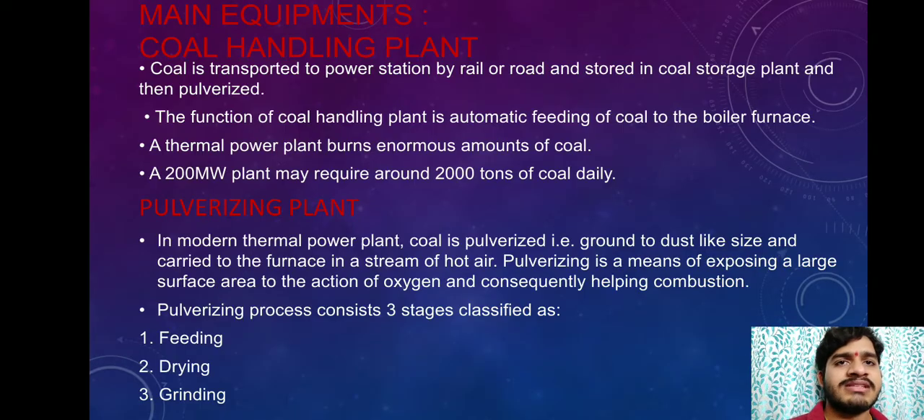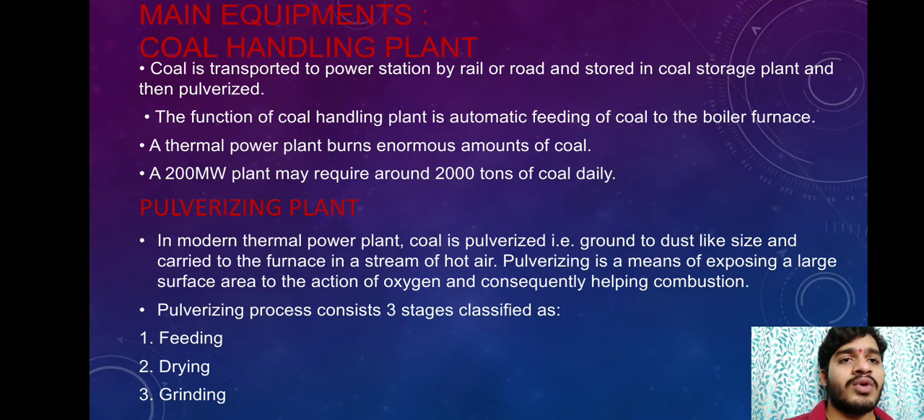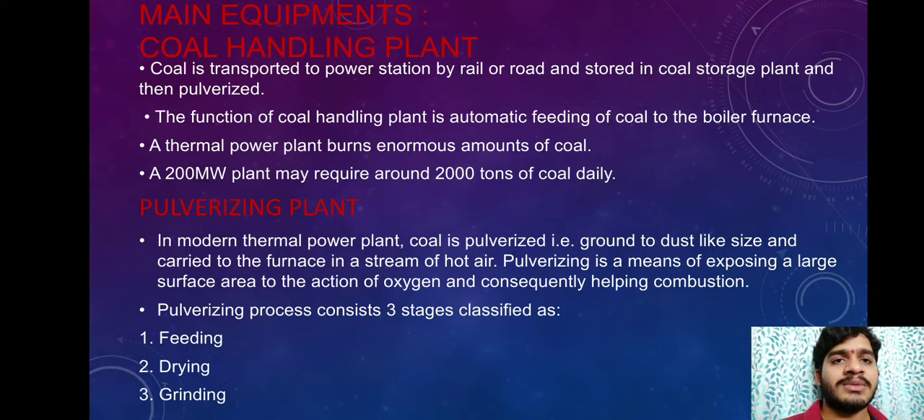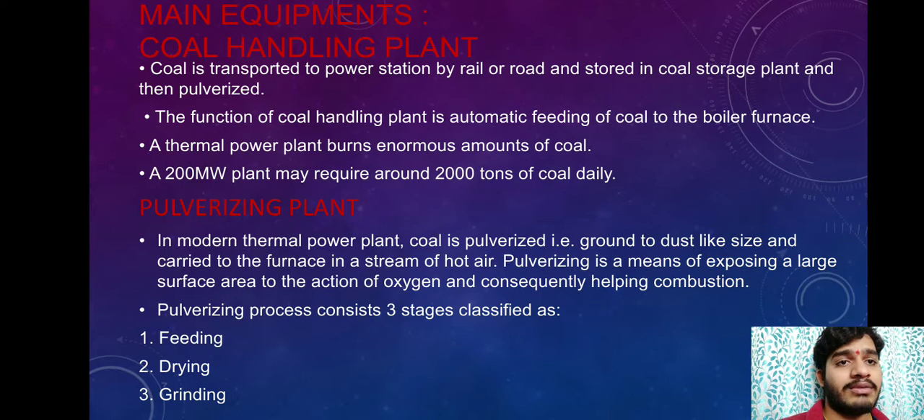And the main equipment in this is the coal handling plant. Coal is transported to the power station by rail or road and stored in a coal storage plant and then pulverized. Pulverized means this makes the hard rocks of coal into powder. The function of the coal handling plant is automatic feeding of coal to the boiler furnace, and a thermal power plant burns an enormous amount of coal; a nearly 200 megawatt plant may require around 2000 tonnes of coal daily.